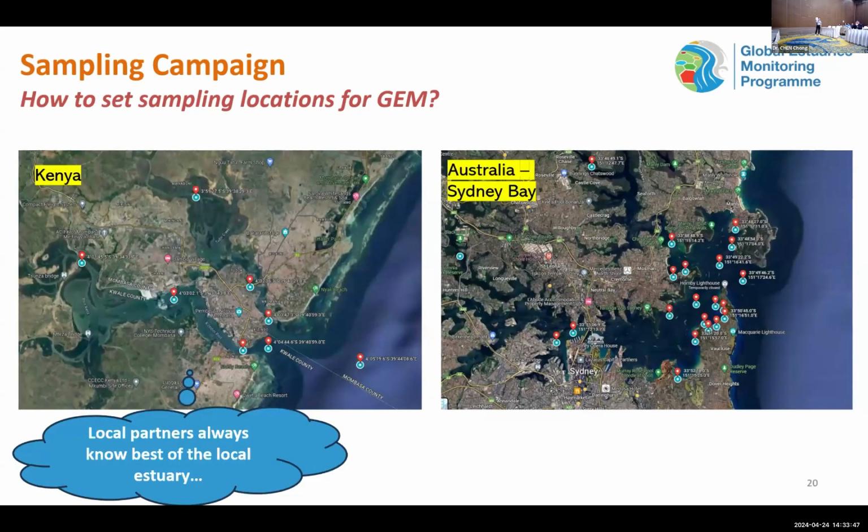I show two examples here. And the second question: for some sites, the situation is very complicated. It's not very simple, a river entering the ocean. For example, this site from Kenya and also Sydney Bay in Australia. Our collaborators will ask whether they could set locations in a different way, and we usually support the request from our partners because we believe local partners always know better of their local area.